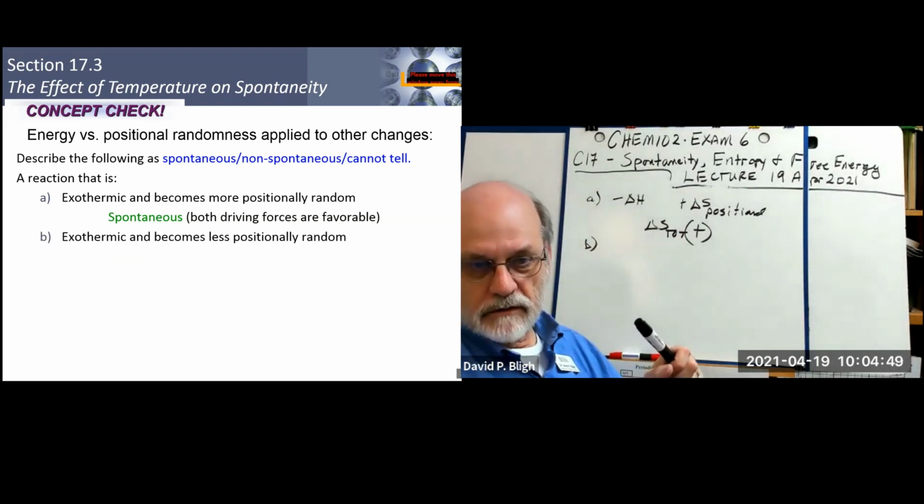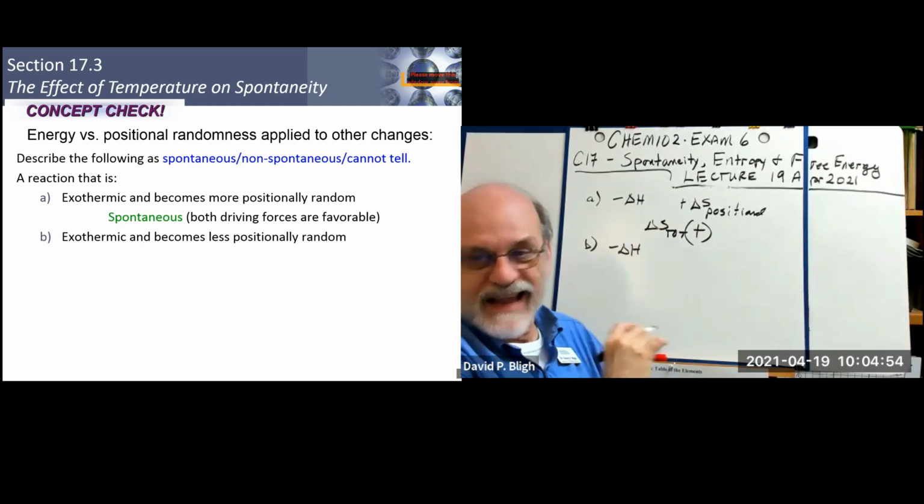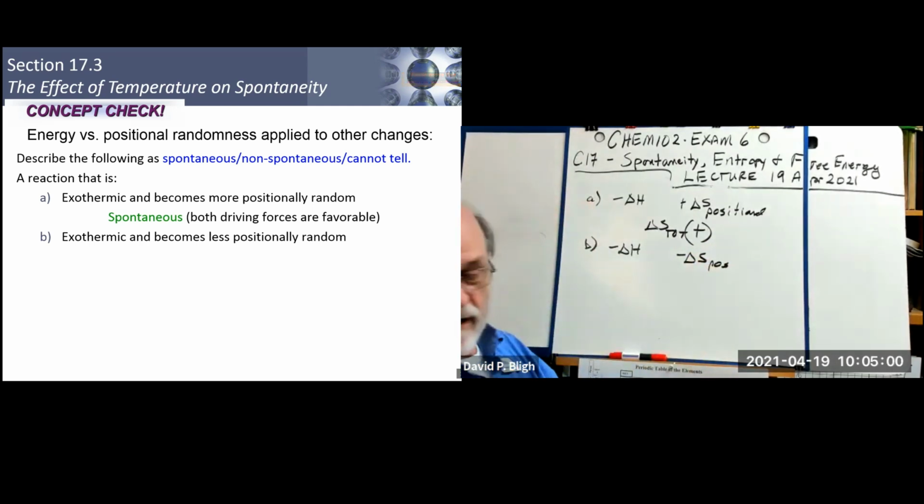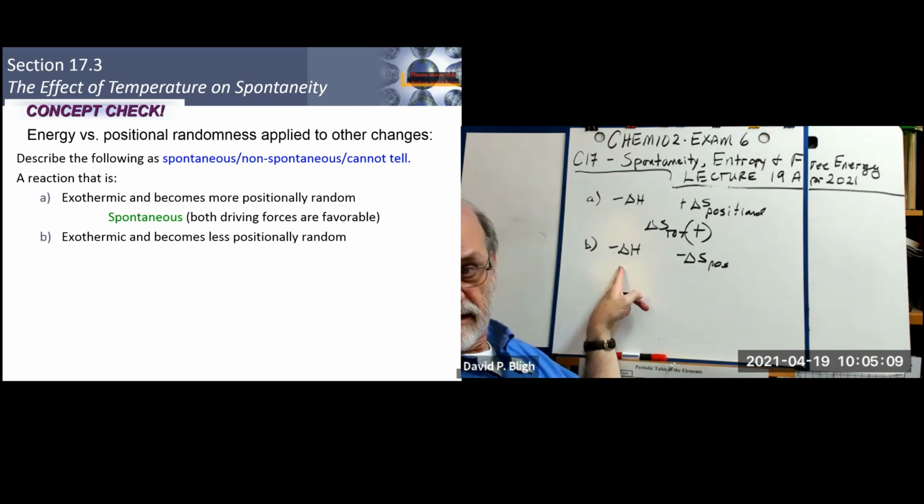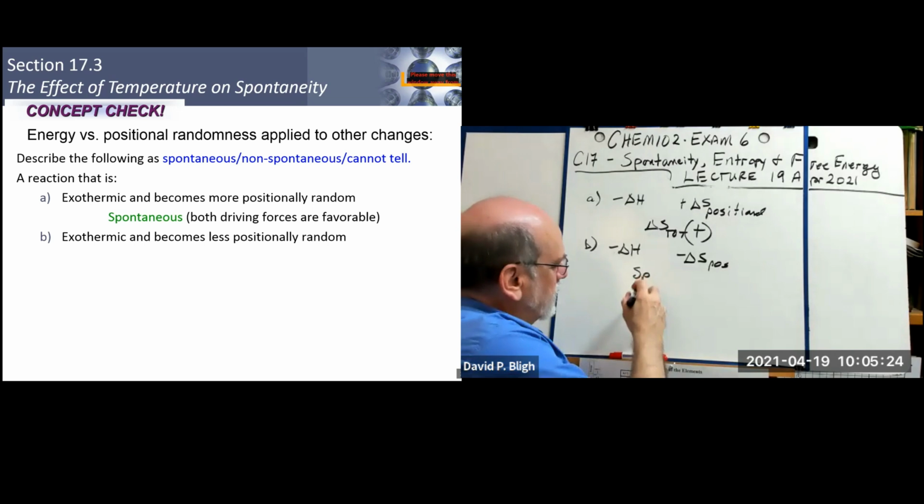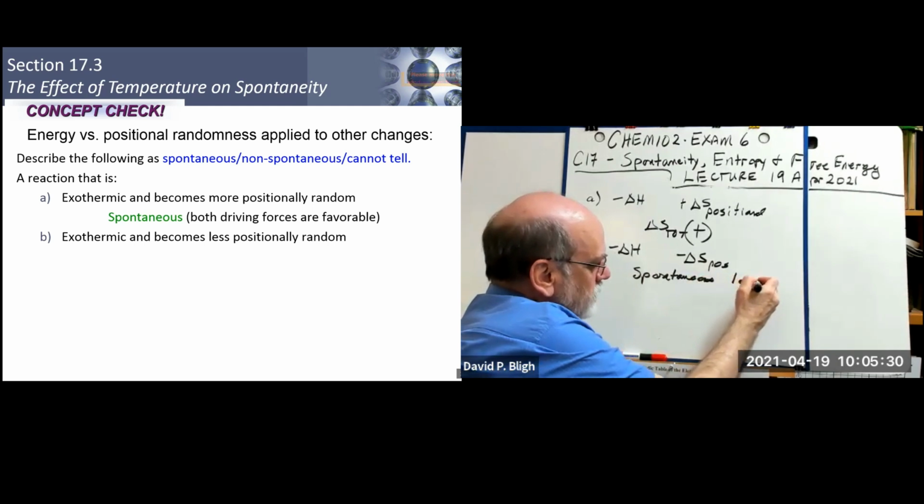How about this one? Exothermic, right? Negative delta H, but less positionally random. Right? Under what conditions would this one be spontaneous? If this is dominant, then that occurs when the exchange of energy is dominant at low temperature. So this one is, well, yeah, I'll just write it this way. Spontaneous, low temperature.